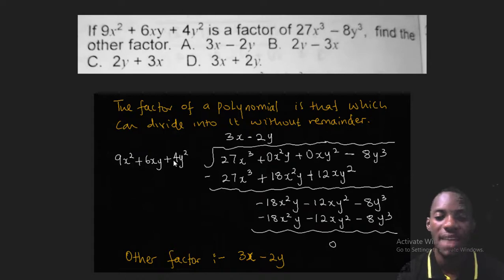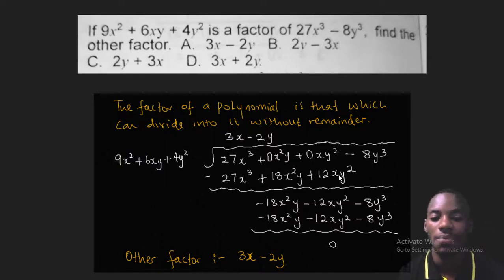Now 3x multiplying everything here. 3x times 9 is 27. X times x squared is x cubed. Then 3x times 6 is 18. X times x is x squared, then y. There's still y here. 18 x squared y. Then 3x times 4 is 12. Then x times y squared is xy squared.